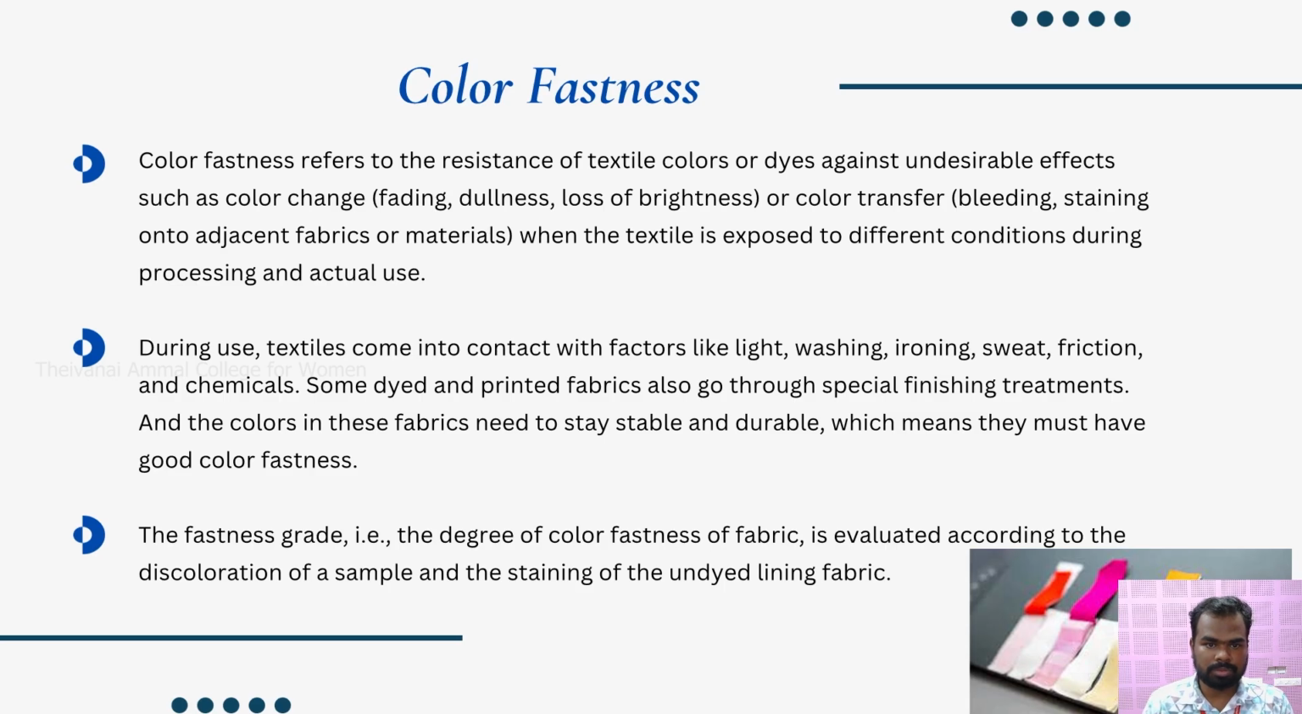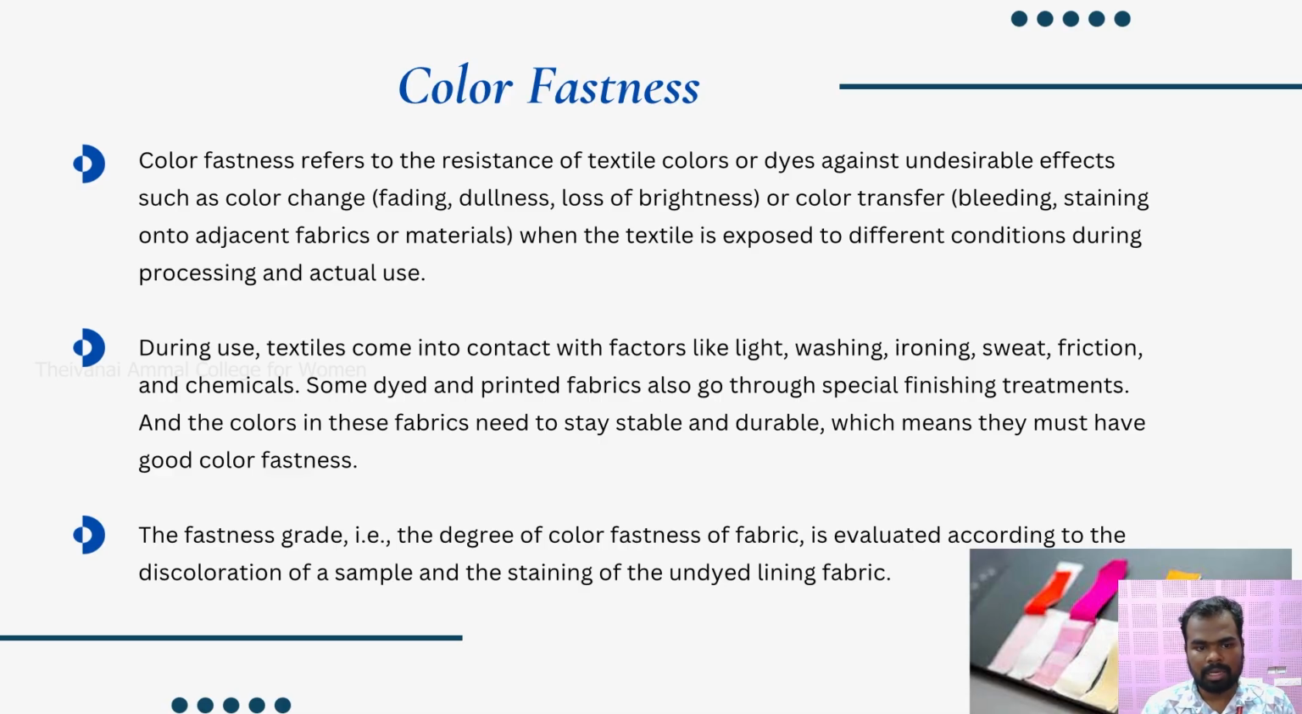Color fastness refers to the resistance of a textile material's color or dye against undesirable effects, like dullness, fading, loss of brightness, or transfer of colors from one textile material to another. So this basically describes the ability of textile colors to fade, dull, lose their brightness, or transfer from the original material to other fabrics.